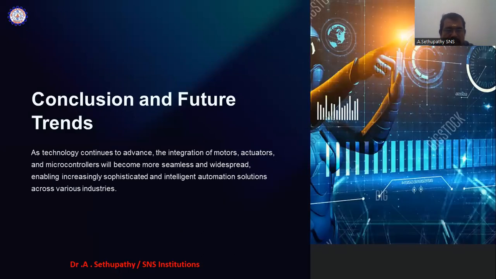In the future, as technology continues to advance, the integration of motor, actuator, and microcontroller will become more seamless and widespread, enabling increasingly sophisticated and intelligent automation solutions across various systems. So these are the microcontrollers, and this is how to control the actuators and motors used in IoT based industries and equipment.